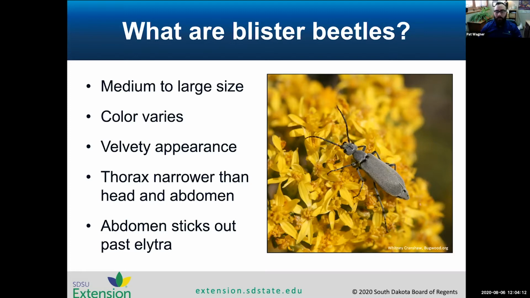A couple of the more unique characteristics of blister beetles: the first is the thorax, that middle segment. You can see it's a little bit narrower than the head as well as the abdomen. The other thing is that the tip of the abdomen will stick out past the elytra, and the elytra is just the name for those hardened forewings on the back.